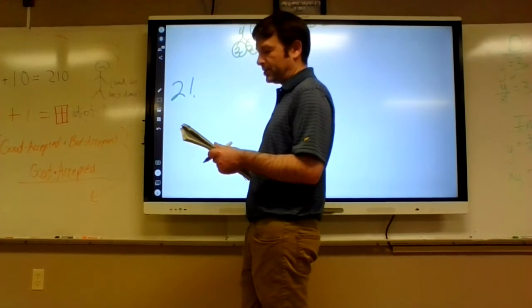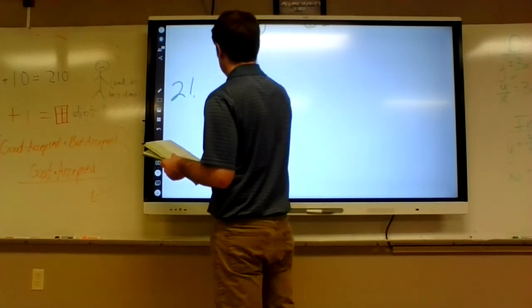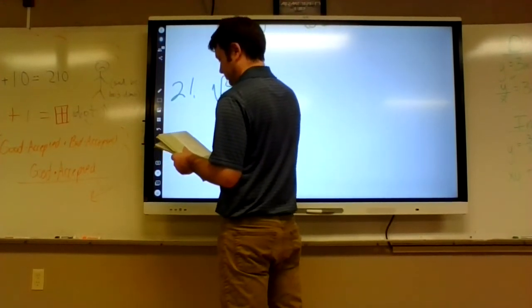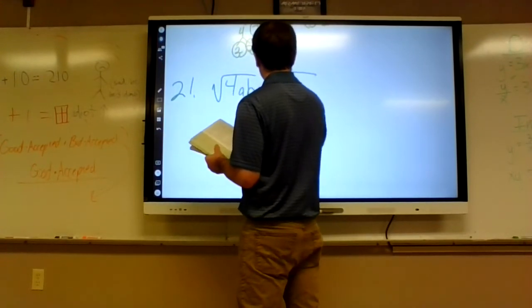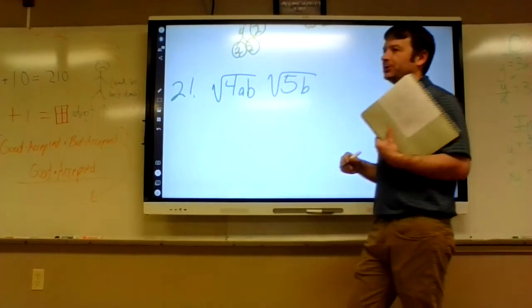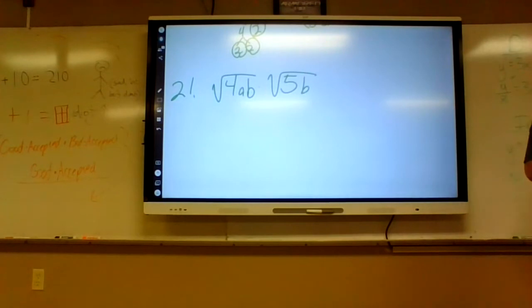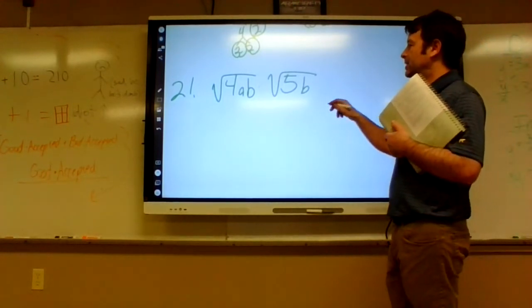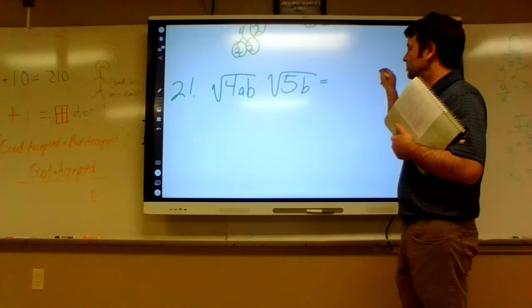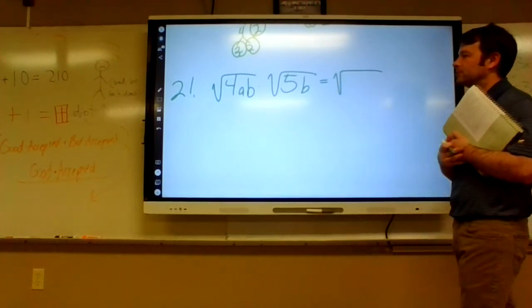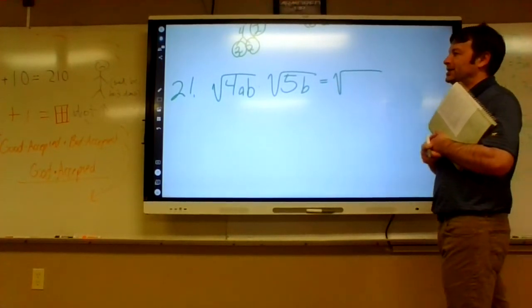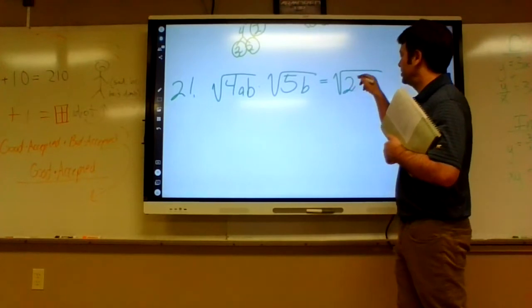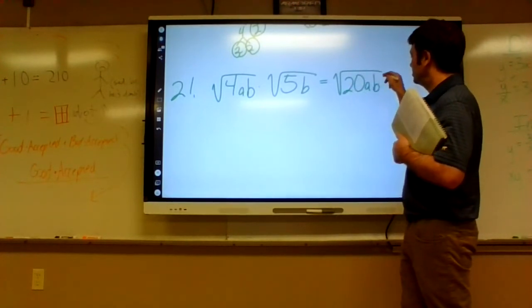Okay. 21. Got some letters here. You guys remember how we did letters? I probably should have done more of these. On the outside, and then you do the power divided by the root. So I'll remind you here in a second. What's 4ab times 5b? 20ab squared.